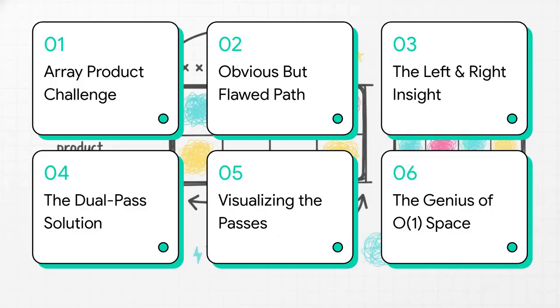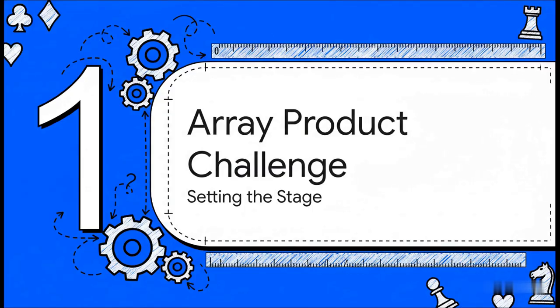So here's the game plan for today. We're going to start by laying out the challenge itself. What are we trying to solve, and what are the rules? Then we'll look at the first idea most people have and why it's a total trap. After that, we'll uncover the key aha moment, walk through the brilliant two-pass solution, and finally, really appreciate what makes it so dang efficient.